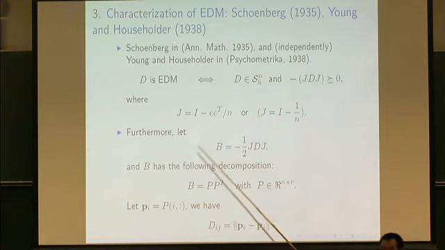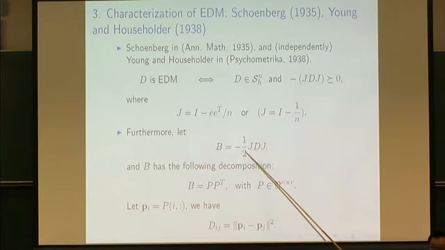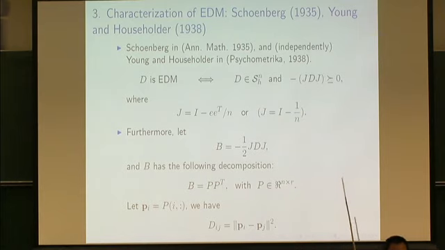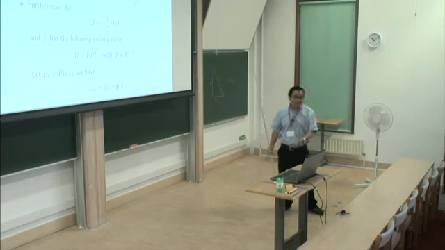And furthermore, if you do the spectral decomposition of this semi-definite matrix, you take half of this, and then the matrix P contains the coordinates. Actually, you can find the embedding points that give you these squared distances. So that is the classical Euclidean distance matrix characterization. It's very simple.